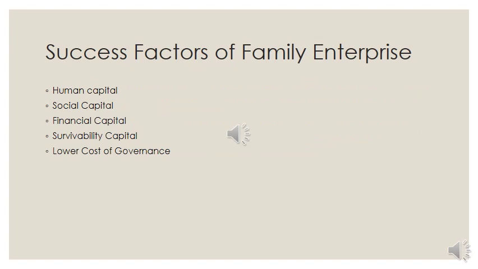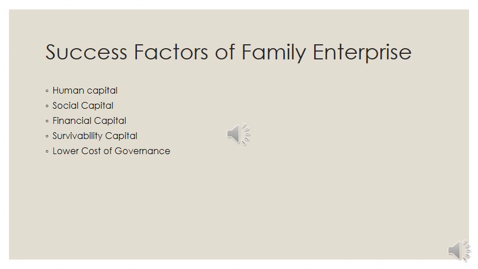This slide is the success factors of the family enterprise. The first factor is human capital. The first resource is the family's human capital, or inner circle, where the skill sets of different family members are coordinated as complementary pools of knowledge. With a clear division of labor, the likelihood of success improves significantly.